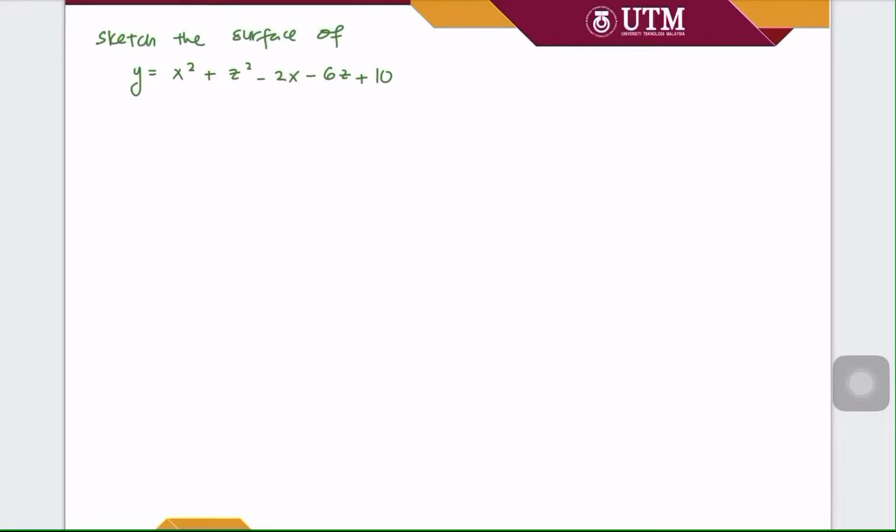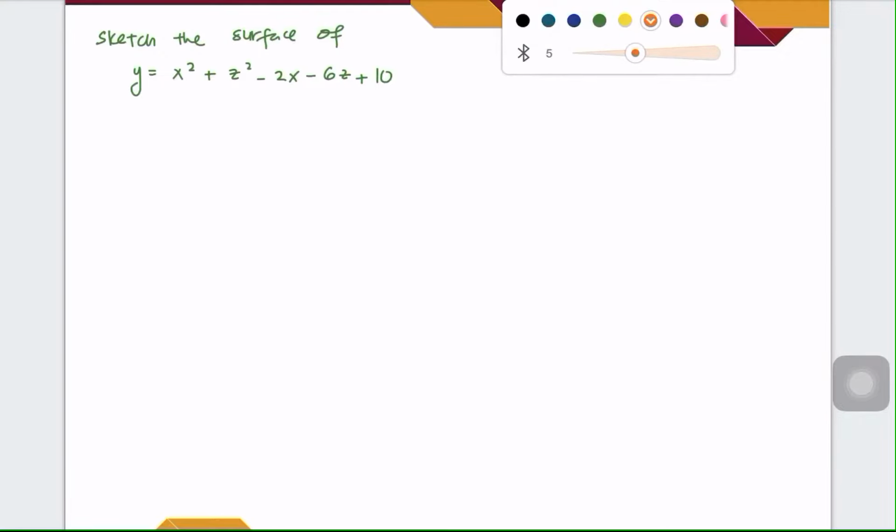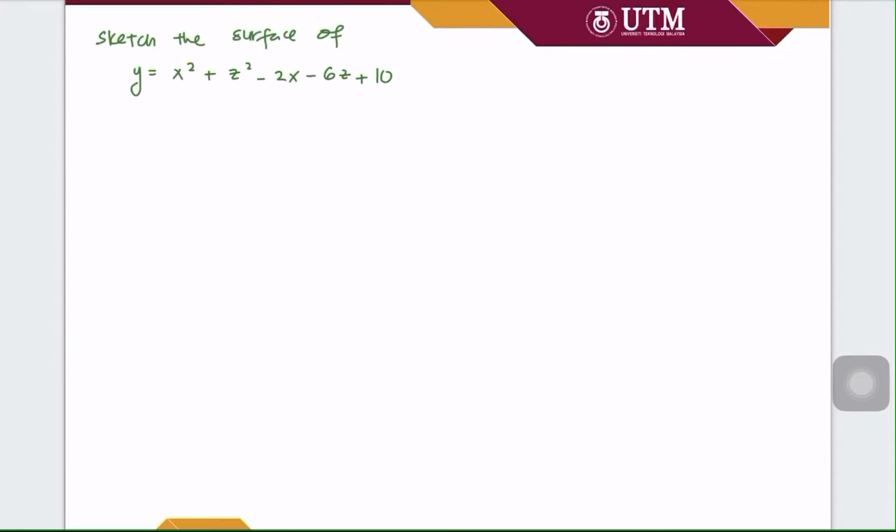Okay, so now let's move to the next surface. Let's say we are given y equal to x squared plus z squared minus 2x minus 6z plus 10. So what is this equation? Let's look at an example. Let's recall the previous example.